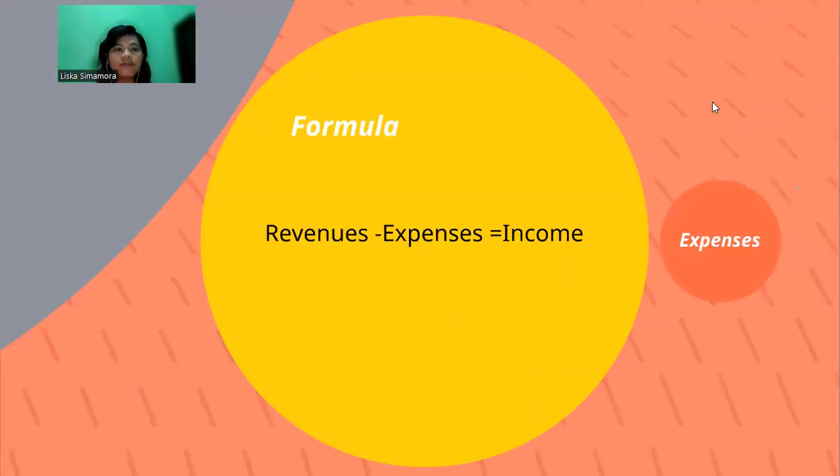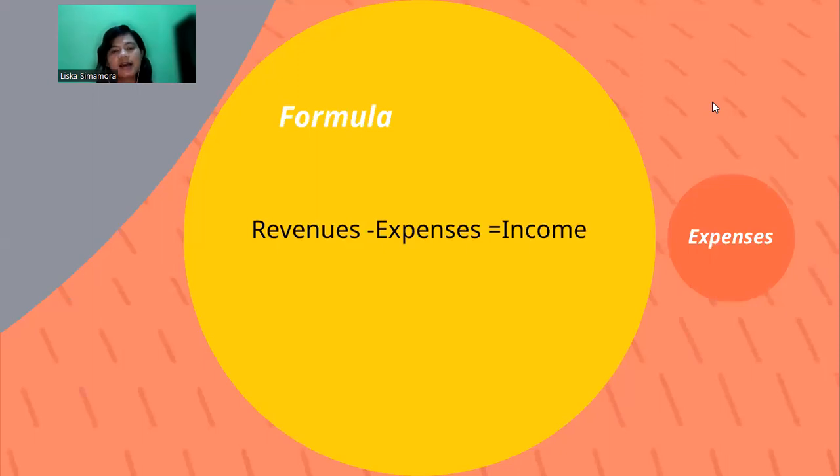So the formula for the income statement is revenue minus expenses. We call it income. And where do we get the revenue? The revenue is the number of our production times the price. Okay, for example, here I will make it in this one.